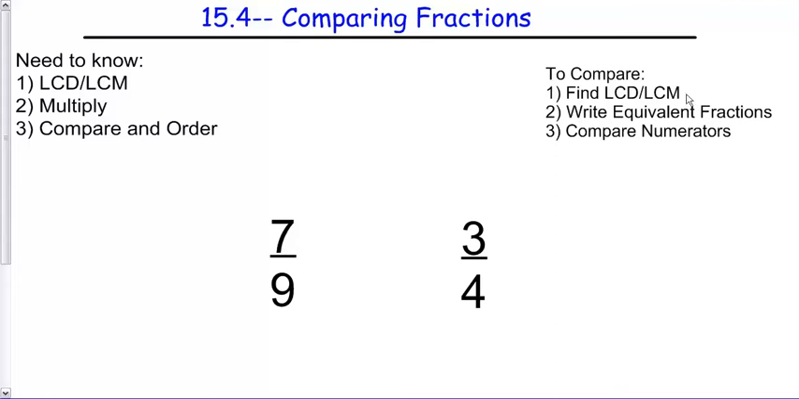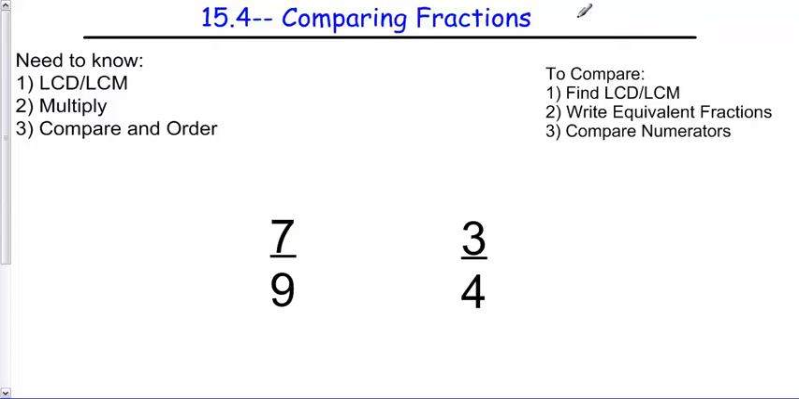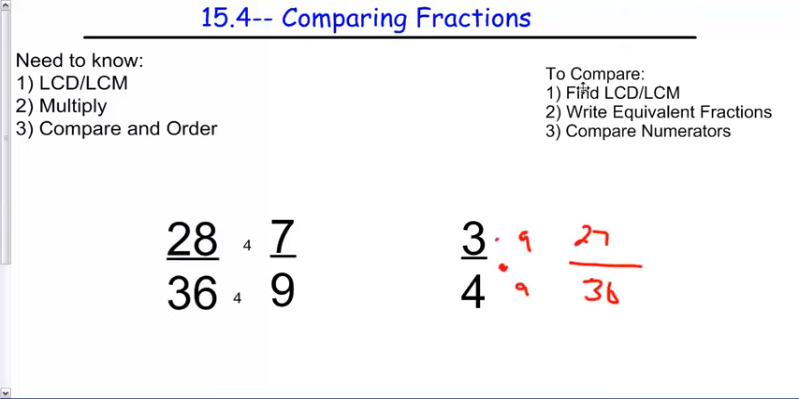So first thing I need is to find the LCD or LCM. So I count by 9s, I count by 4s. What's the smallest number they have in common? Well, if you said 36, you are correct. So how did I get to 36? Well, here I multiplied by 9, here I multiplied by 4. So here I have 27 over 36, here I have 28 over 36.